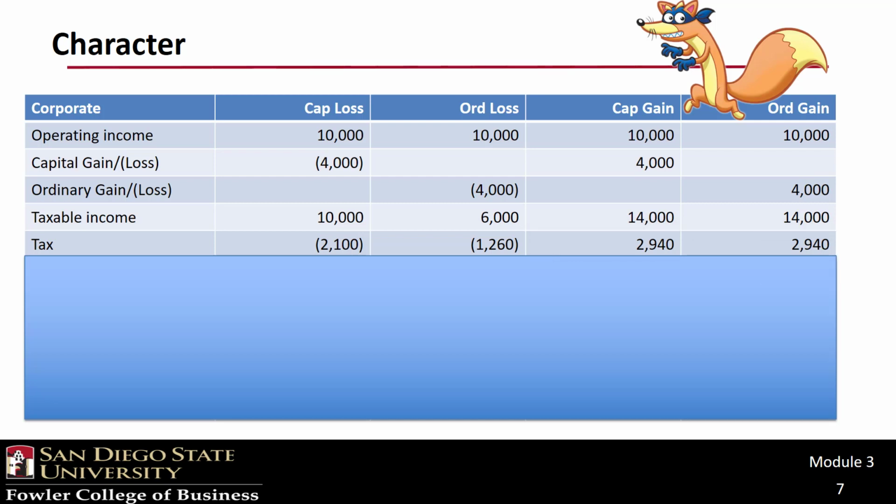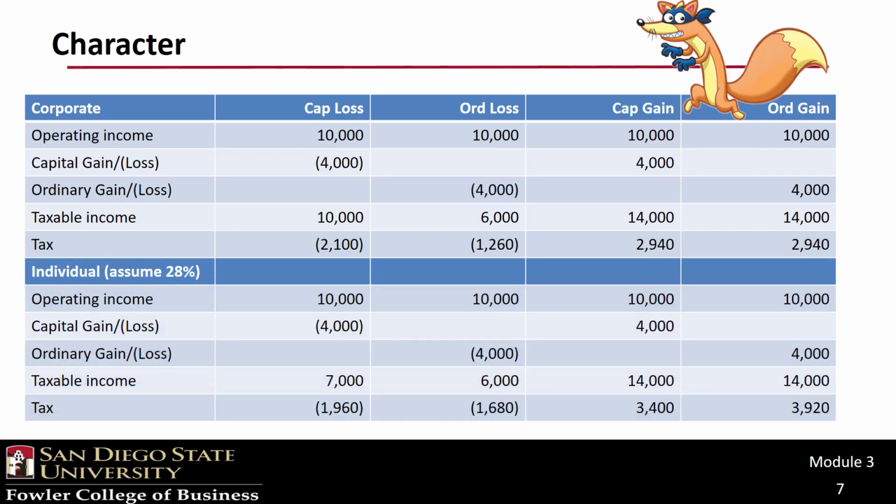Individuals, however, are treated differently. The capital loss can be used to offset ordinary income, but only as much as $3,000. The remaining $1,000 of loss will be carried forward. The ordinary loss, similar to the corporation, in column 2 is fully deductible and provides the greatest benefit.